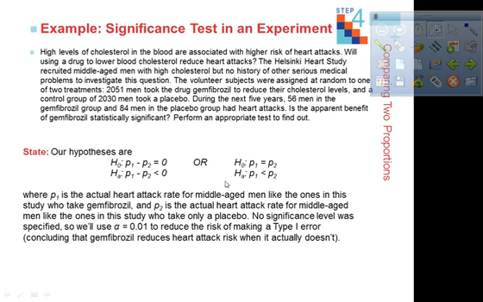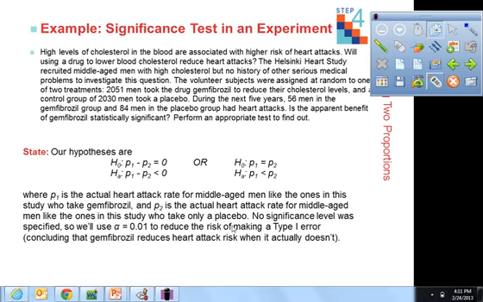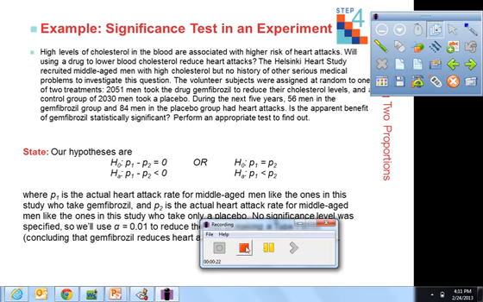So continuing on with this problem, they tell you where P1 is the actual heart attack rate for middle-aged men, like the ones in the study who took this gym pill, I don't know. And P2 is the actual heart attack rate for middle-aged men in the study who do take the placebo pill.